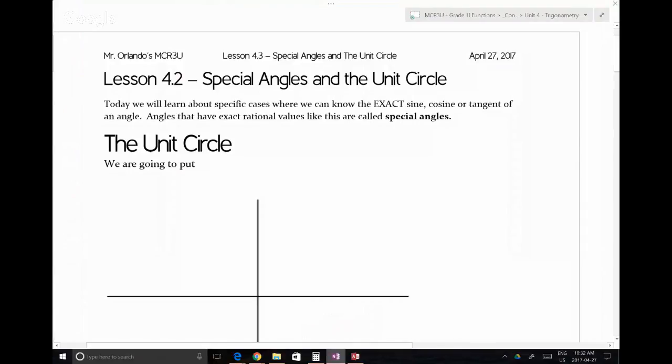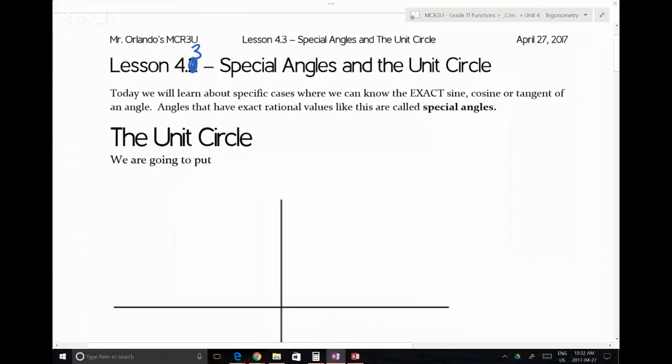Excuse me, I'm sorry I'm not there today, but today we're going to carry on with lesson 4.3, which I correctly titled up there and messed up here, in our unit on trigonometry. And this is about something called special angles and the unit circle. But no one should be intimidated.